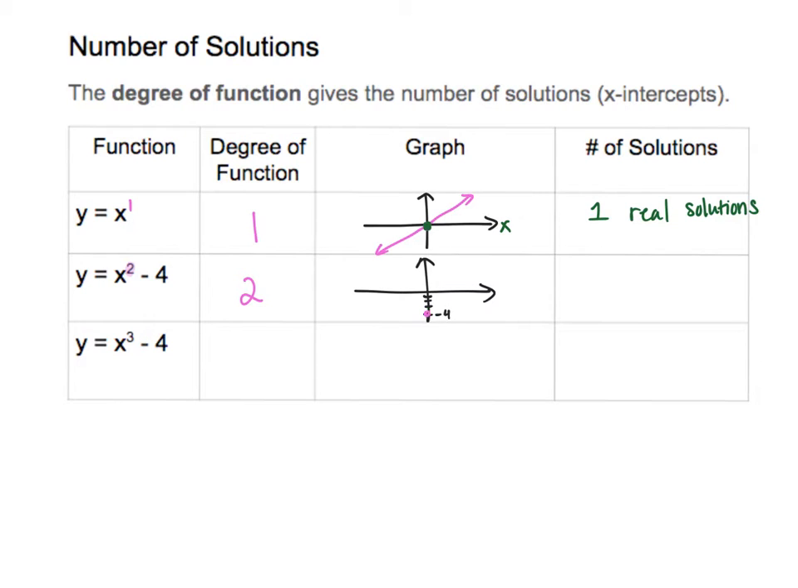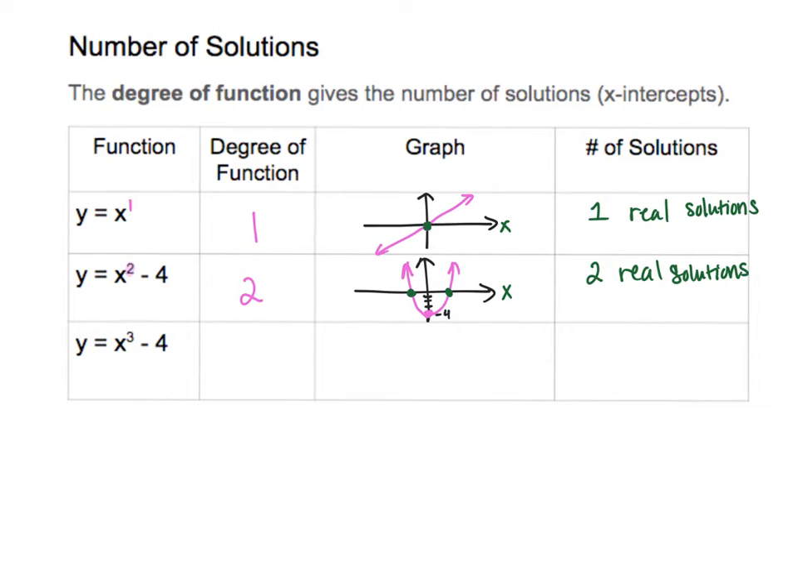And then I would plot my vertex, and this is pointing up, by the way, but you don't need to know that. But when you graph this, it looks kind of like this. And notice how it has 2 x-intercepts here, and because you can actually see it, these are 2 real solutions. And then I have my last one here.